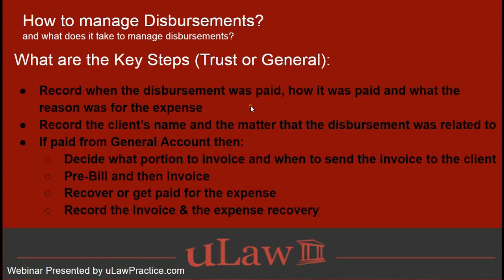First and foremost, was this a disbursement that was paid out of your trust account? Or did you pay this out of any of the other general accounts that you have? If it was paid out of your general account, then a subcategory of that is really, which general account did you pay that disbursement out of? Was this your business credit card? Was this your general account, which is your general checking account for your business? Again, these are all business related.